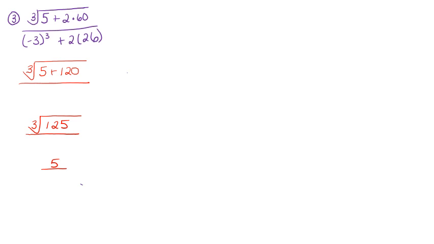So now we're going to evaluate the denominator. Negative 3 to the third, and then we have plus 2 times 26. Negative 3 to the third is negative 27. 2 times 26 is what we'll do next. You could probably have done that in the same step, but that's all right. We're going to go step by step. All right. Negative 27. 2 times 26 is 52. Negative 27 plus 52 is 25.